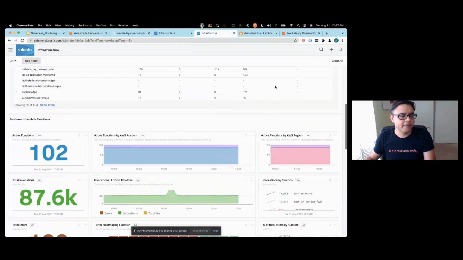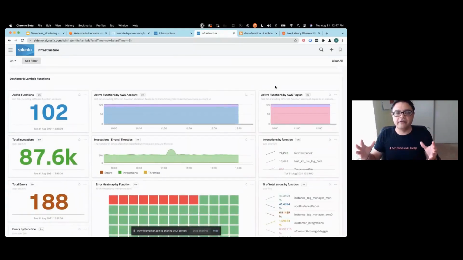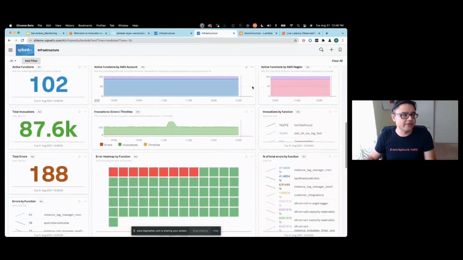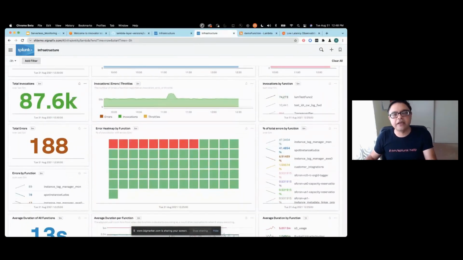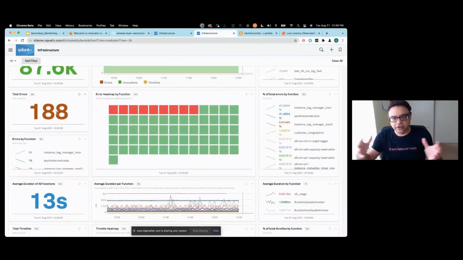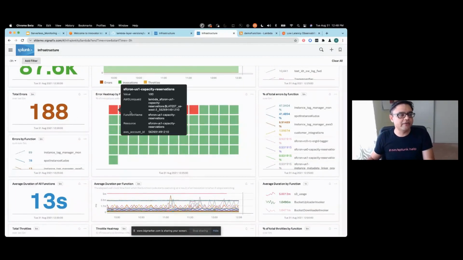You can group them. Now, this is the overall bird's eye view of how your serverless architecture deployments are performing. So you have number of active functions that are sending data, a couple of AWS accounts, different AWS regions, total invocations that are happening in the last 5 minutes. And again, you can customize any of these charts. Invocation errors or throttles that are happening.